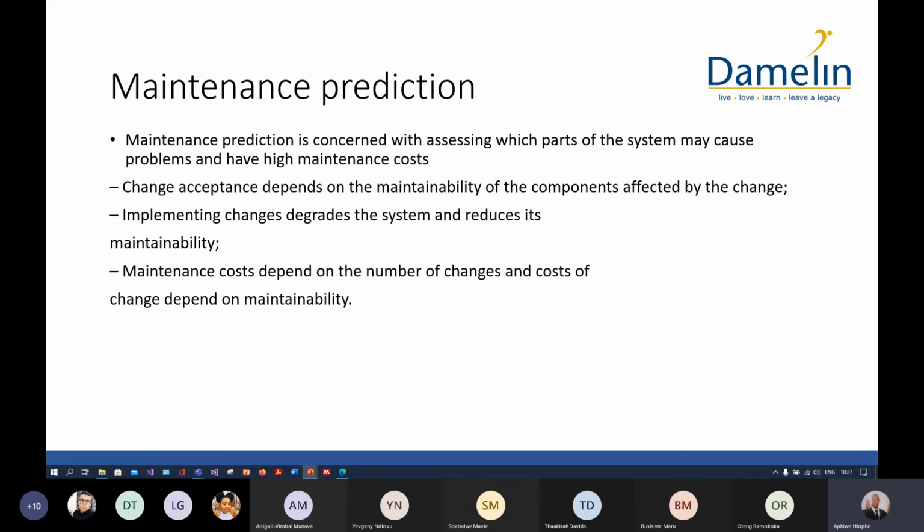So the trick in terms of maintenance is to be able to predict. As a software designer, you should be able to predict which parts of the system are most likely to change, okay? And maintenance prediction is concerned with assessing which parts of the system may cause problems and have high maintenance cost, okay?